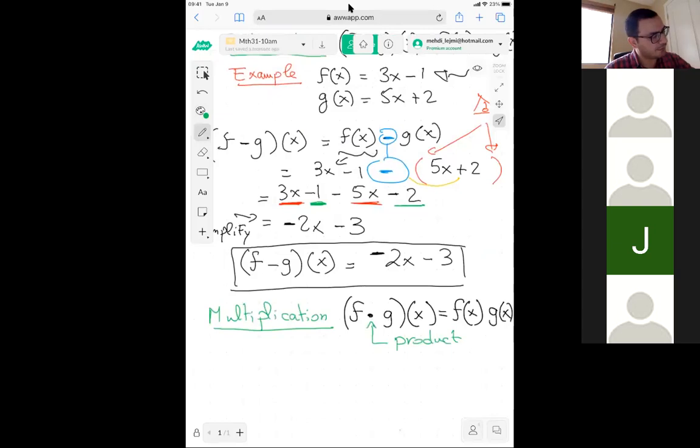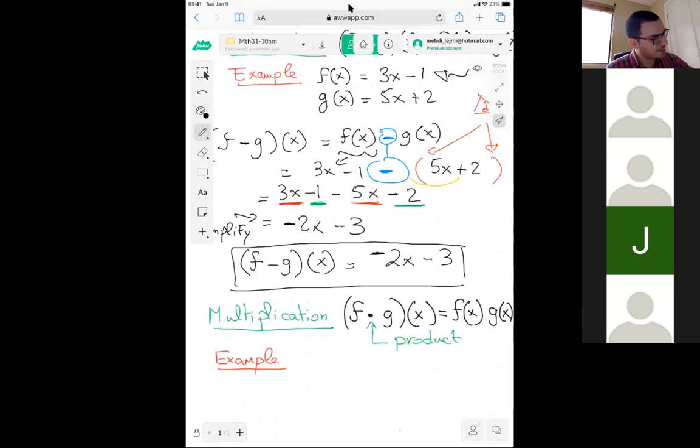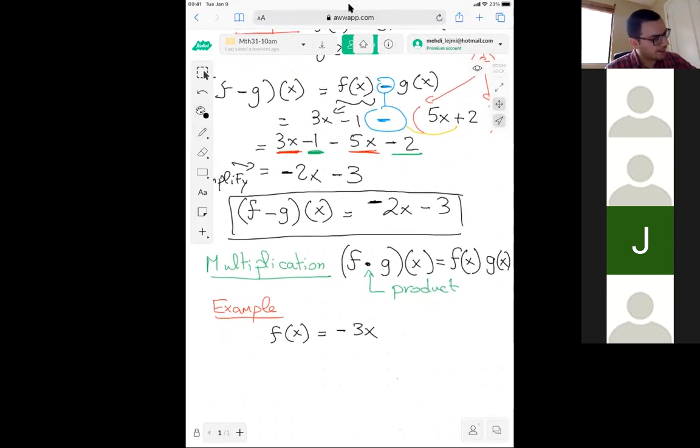All right, so here's a very basic example. Let's say f of x is minus 3x, and g of x, let's say, is 2x minus 1. If you have a question, guys, just let me know. Don't be shy. Please feel free to interrupt me if you have any question.